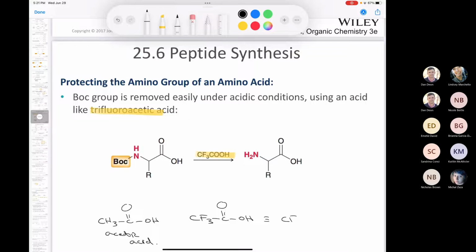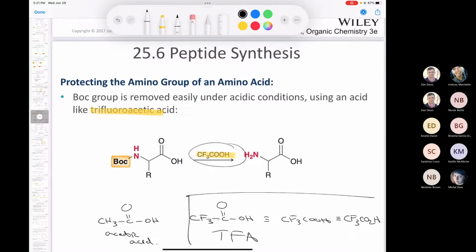which is the same thing as CF3COOH, as I have in the yellow highlighted area, or the same thing as CF3CO2H. That's just another condensed form, or we call it TFA, trifluoroacetic acid. They all mean the same thing. So you could write this, or you could just write TFA, and I'll know exactly what you mean. Trifluoroacetic acid is a very strong acid, and that serves to remove the BOC group.